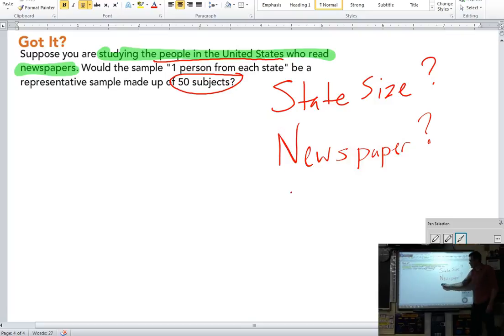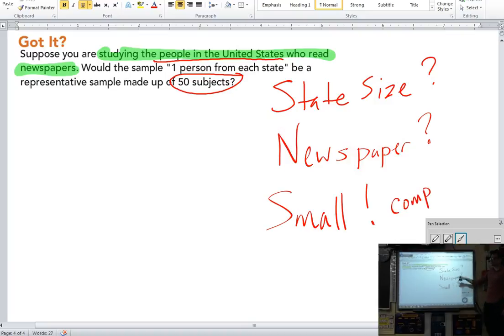Oh, the other issue was that this is really small compared to the population. So 50 is not necessarily a small sample. If we took a sample of Phoenix students and we took 50 in our sample, that'd be pretty big. But compared to the population, that is a very small sample, because our population is U.S. citizens that read the newspaper, or if it's just U.S. citizens, we're talking millions of people.